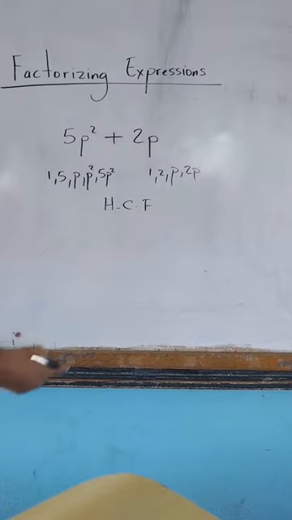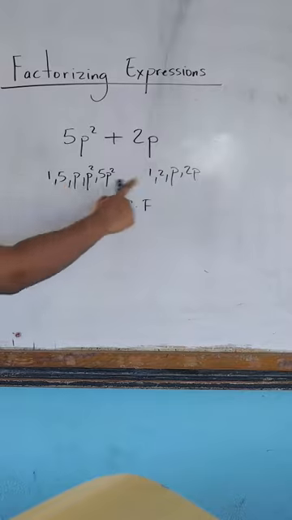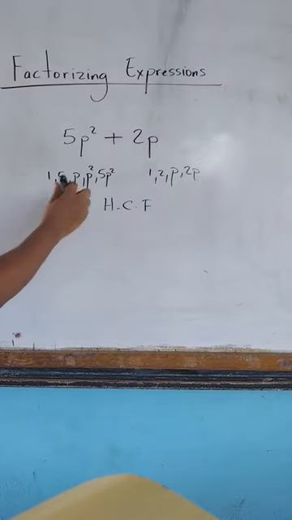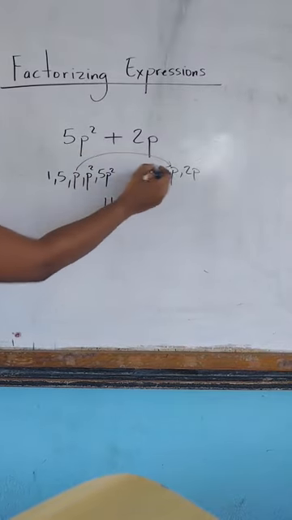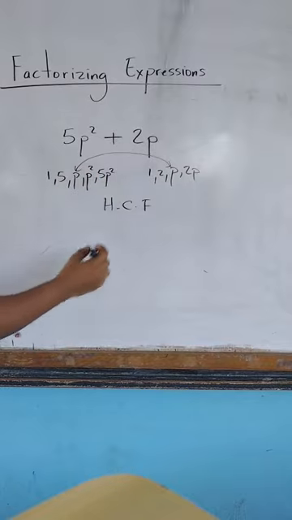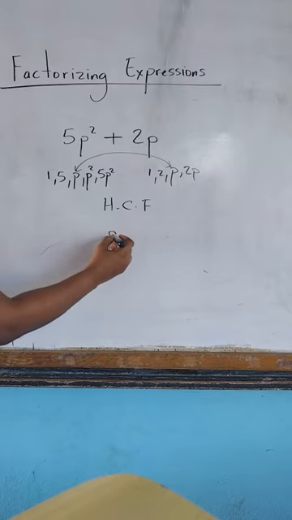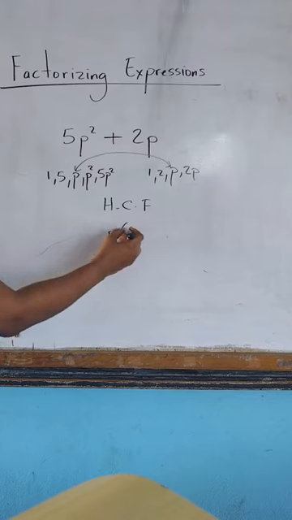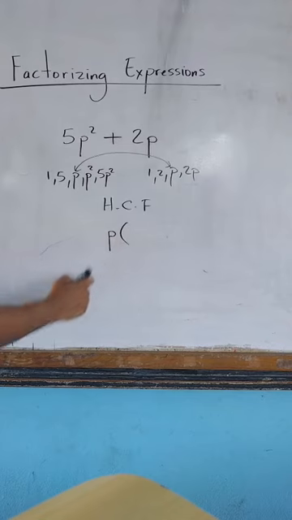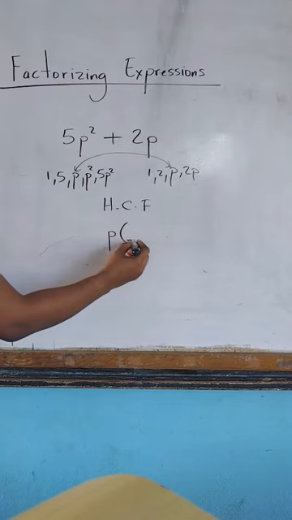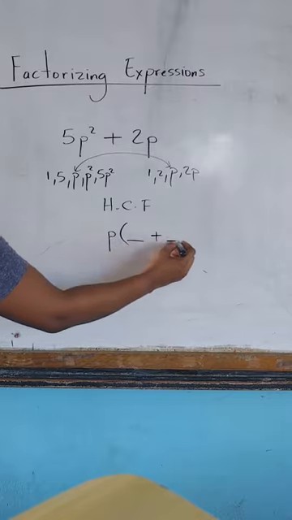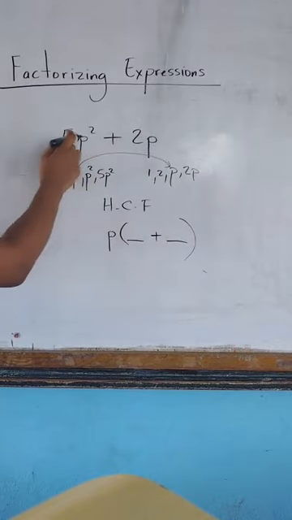Now, what is the highest common factor? I noticed that the numbers are not common, but I realize that p is common. p is common. So the factor that I'm taking to use to multiply will be p. So p multiplies what, two terms, to give us back our original expression.